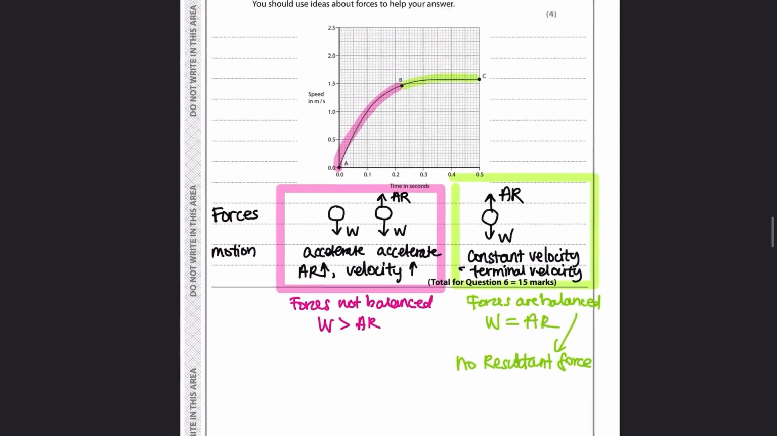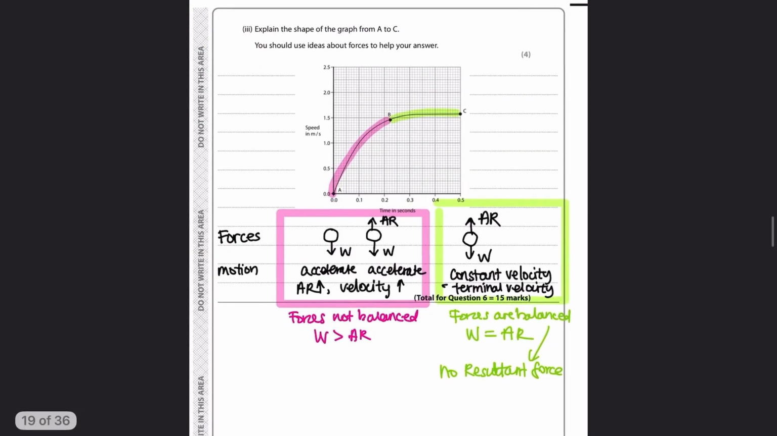So I'm just going to zoom back out. You can see everything. This is a typical question on some object falling through the air, accelerating, and then reaching a constant, i.e. terminal velocity. Usually 4 to 5 marks on a physics paper. Make sure you can answer this question. Talk about the forces and the motion, and then Newton's laws.